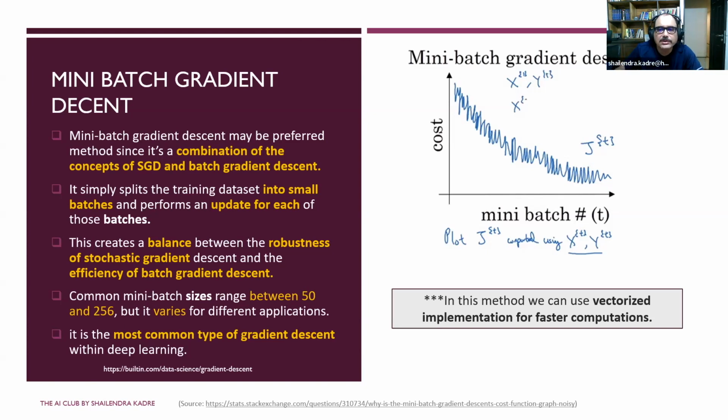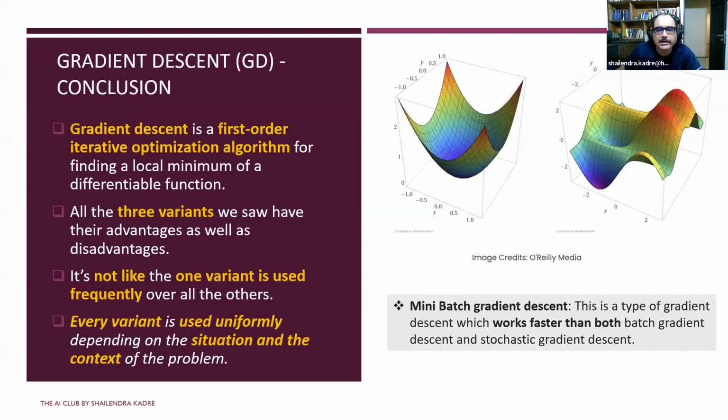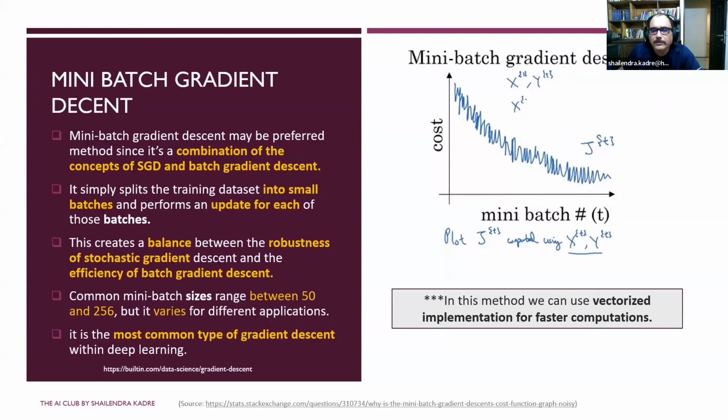Okay. So this is all about mini batch gradient descent. And whatever vectorized method, if you see some derivations in your feed forward and back propagation derivations, you will see in books, they talk about vectorized tensor computations. All vectorized tensor computations are nothing but your mini batch gradient descent.